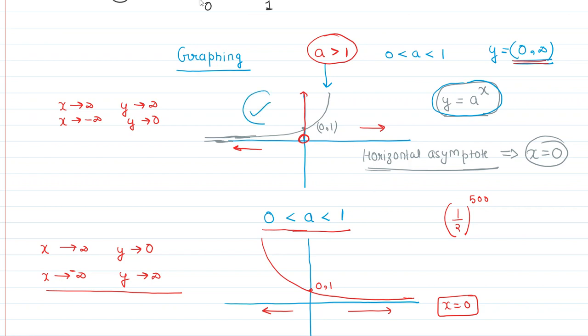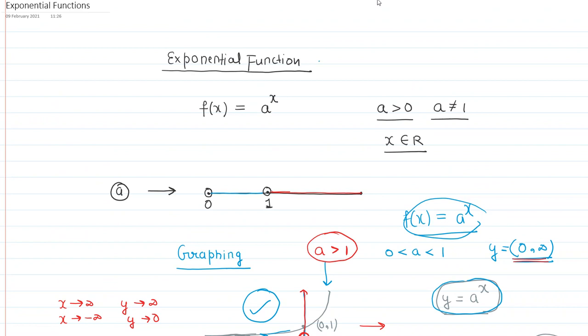And this is basically an increasing function. As the value of x is increasing, the value of y is increasing, and here as the value of x is increasing, the value of y is decreasing. So this is a decreasing function and this is an increasing function, so that's why they are one to one functions. Okay, so another point, f(x) is equal to a to the power x is a one to one function, right? So an exponential function is a one to one function, and it is also reversible.